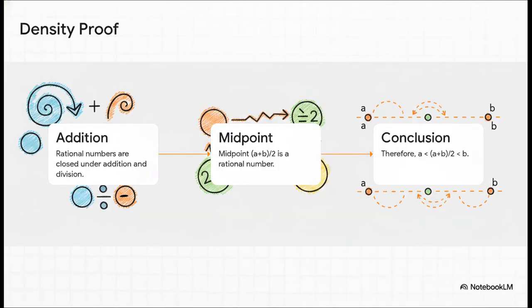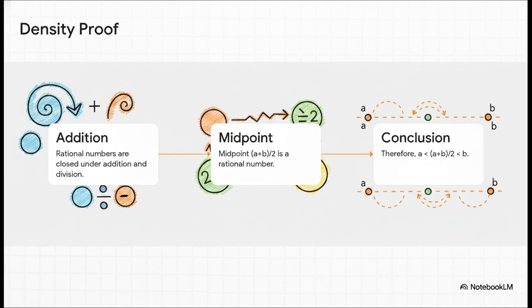Now, you can't just write, "it's infinity" on a CBSE exam and call it a day. You got to prove it. Here is the exact logic you need. First up, remember this golden rule. Rational numbers are closed under addition and division. That just means if you add two rational numbers or divide them by a non-zero integer, the result is always going to be another rational number.